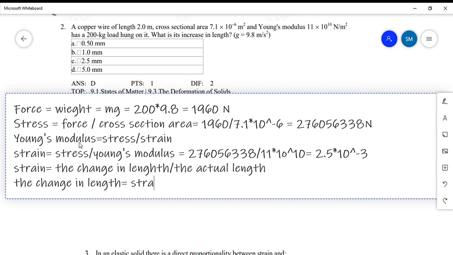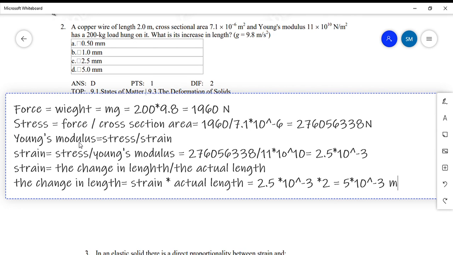Strain times actual length is equal to the strain we just calculated, 2.5 times 10 power negative 3, and the actual length he gave us in the question is 2, so the result will be 5 times 10 power negative 3 meter.